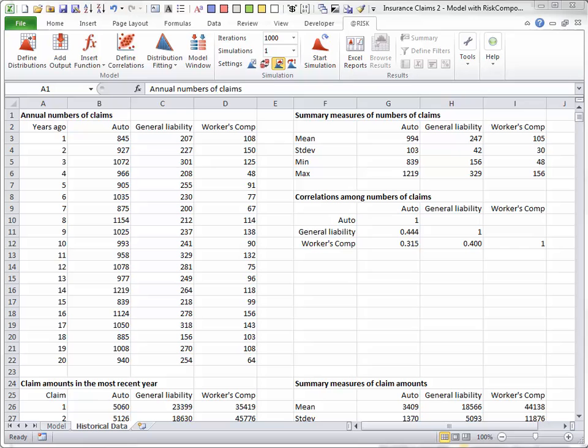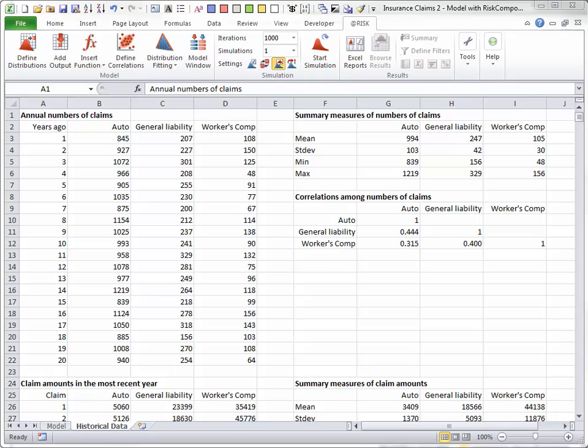This video illustrates a model of uncertain insurance claims. The insurance company has three types of claims: automobile, general liability, and workers' comp. It wants to estimate the distribution of next year's total claim amounts in each of these categories, as well as the total over all categories.